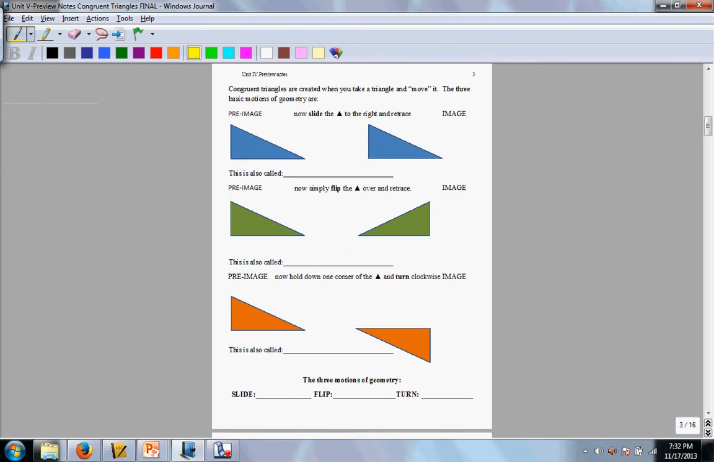Now, congruent triangles are created when you take a triangle and you move it. There are 3 main motions. Now, you can combine motions, but the 3 main motions are this. I'd like you to trace this triangle with me. Just trace it. Now slide, and then we recreate another triangle. That's a slide. That slide is called translation.